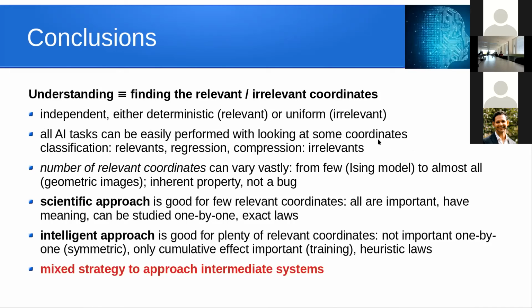And what we have learned also is that the number of relevant coordinates can vary vastly: in scientific models, there are a few relevant coordinates, and in geometric images, a very, very large number of relevant coordinates are present. And that's why image recognition and the scientific approach are somehow the two extremes of the same complete world of understanding, and as I've proposed, a mixed strategy would be the best to approach the intermediate systems. So thank you very much for the attention.